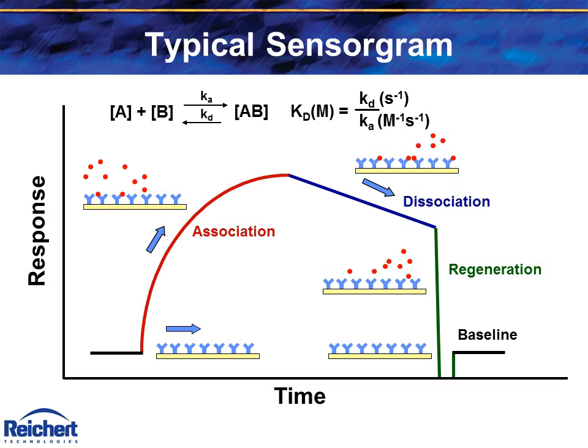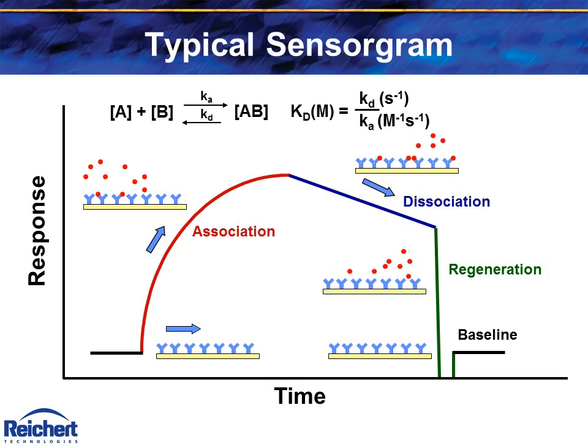As binding occurs, the mass at the surface increases. The instrument is monitoring change in refractive index or dielectric at the surface. The binding response normally follows an exponential growth curve. As more surface sites become occupied, the probability of future binding decreases, and the rate also decreases.